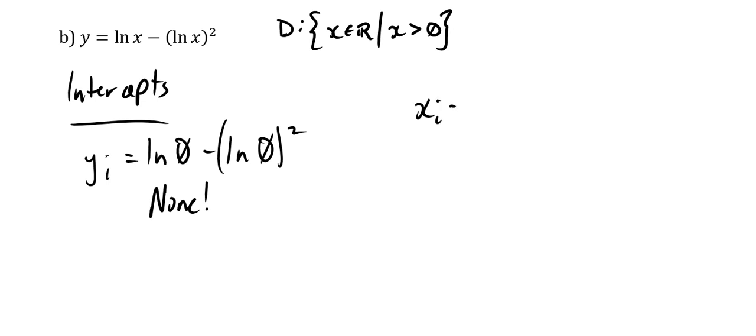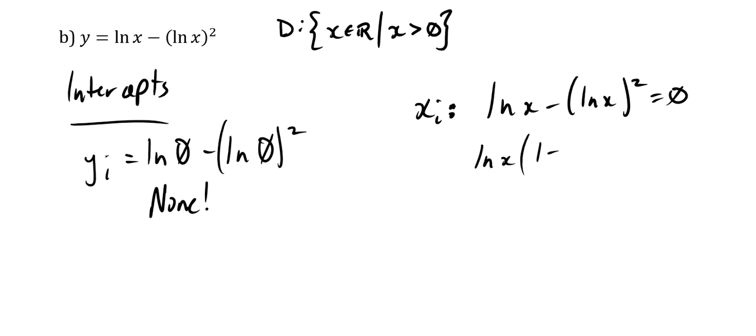What about the x-intercepts? That's where I sub 0 in for y and start solving. You might not notice that this is like a minus a squared. So what can I do? Factor out my a, which is actually ln x. So I get ln x times 1 minus ln x, I think. So I get ln x equals 0, and I get ln x equals 1.